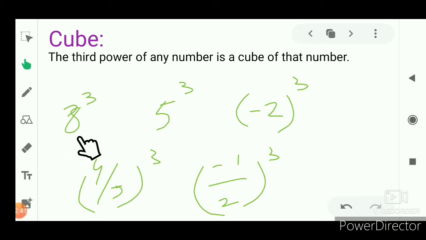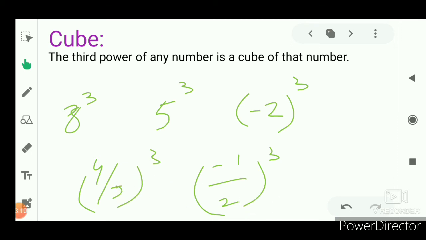Okay, so this will be read as 8 cube. This is 5 cube. This is minus 2 cube. This is 4 by 5 cube. This is minus 1 upon 2 cube. Or we can also read it as cube of 8, cube of 5, cube of minus 2, cube of minus 1 upon 2, cube of 4 by 5.